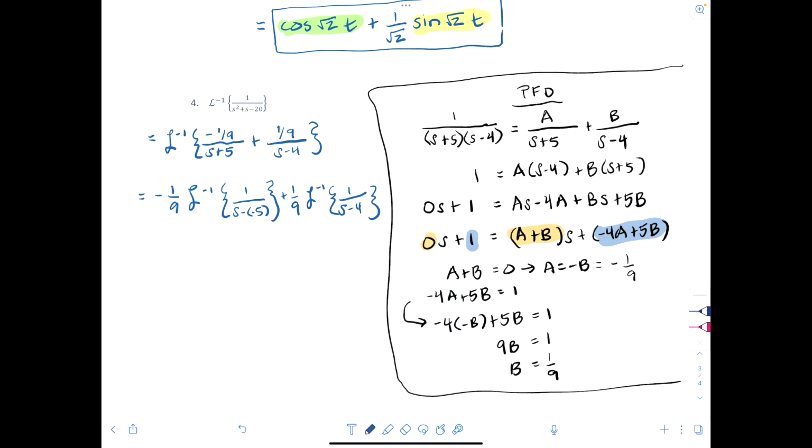All right, so this will be negative 1/9 times e to the negative 5t plus 1/9 times e to the 4t. And we're all good to go. All right, one last example here. Let me box this up and highlight out the transforms. So this whole transform yields this result. This whole transform yields this result.